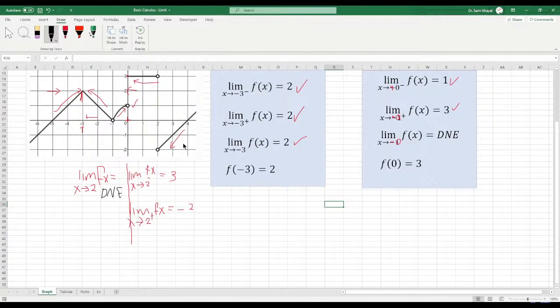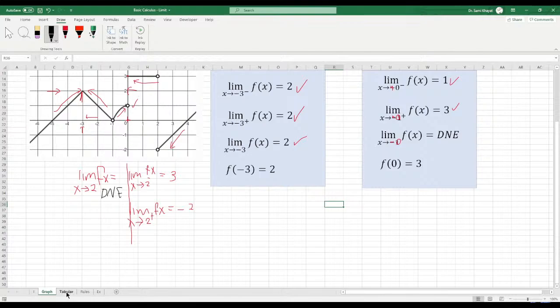If you want another example, at negative 4, you can see that if you are coming from the left side, you will reach 1. If you come from the right side, you can also reach 1. That's why there is a limit here. Okay, this is how it works if we have a function in a graph.